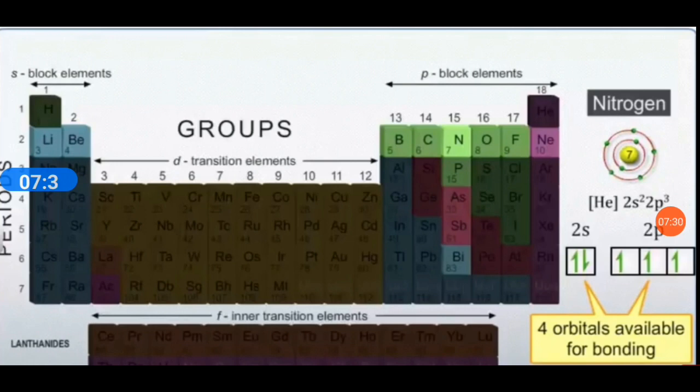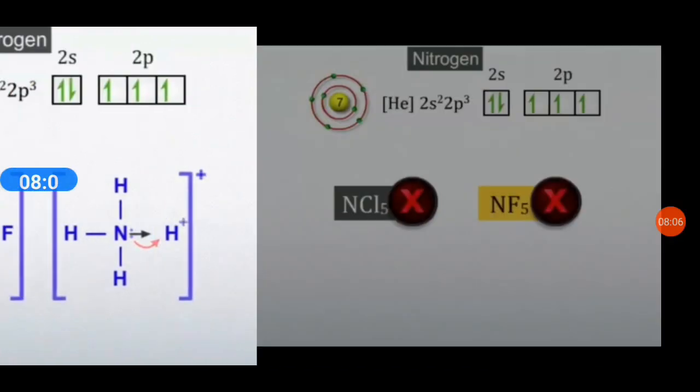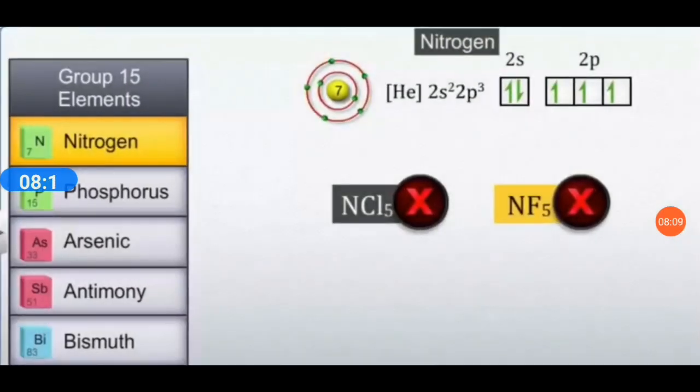Like first element of each group, nitrogen also shows anomalous behavior due to lack of d orbitals. It has only 4 orbitals available for bonding, that is 1 s orbital and 3 p orbitals, that is 2s and 2p orbitals. So by giving its lone pair, it can form adduct and show a covalency of 4 as shown in examples. First is NH3 gives electrons to BF3 forming adduct, and next is ammonium ion. NCl5 and NF5 are not known due to lack of d orbitals.